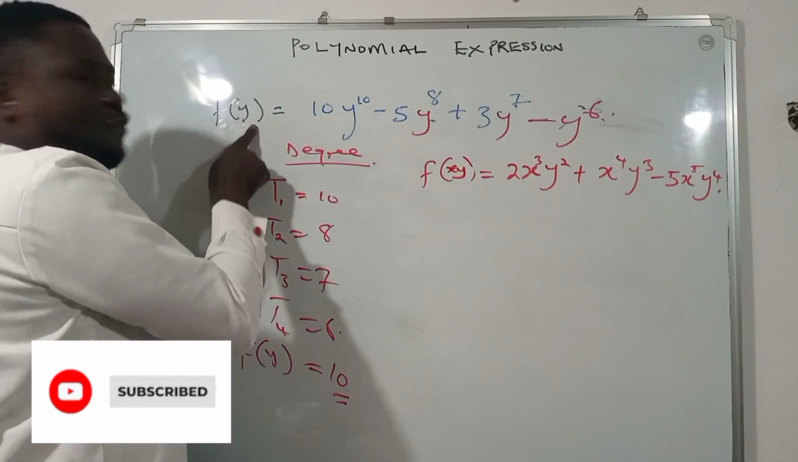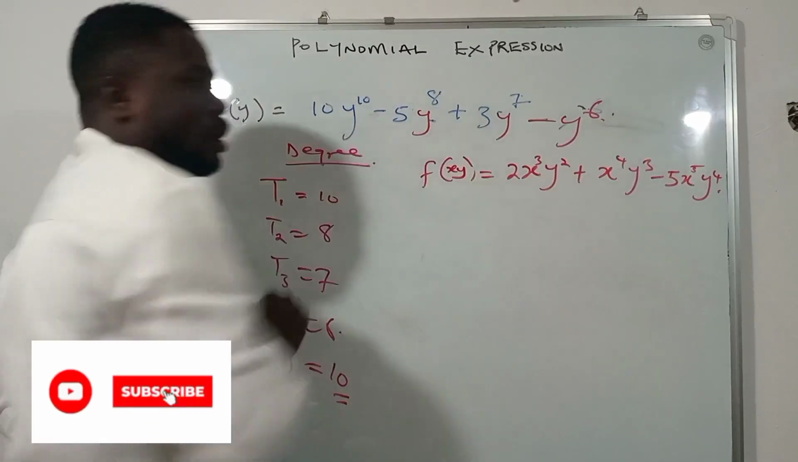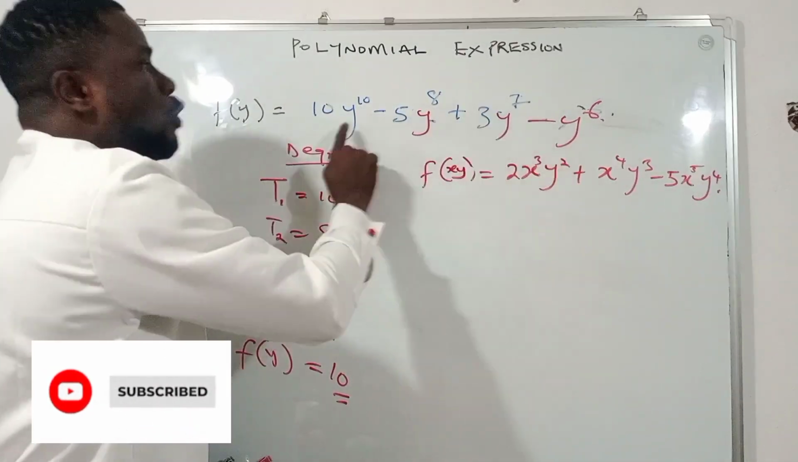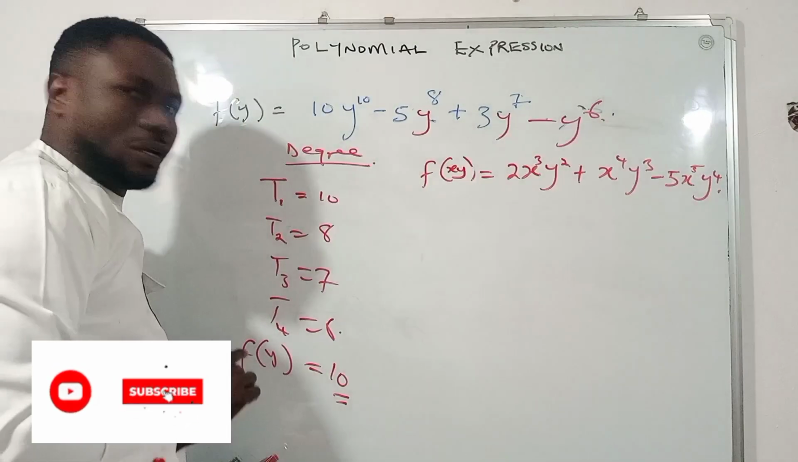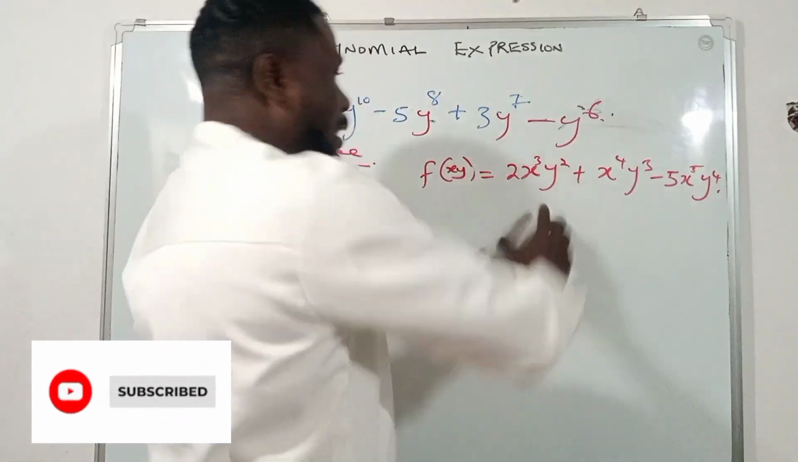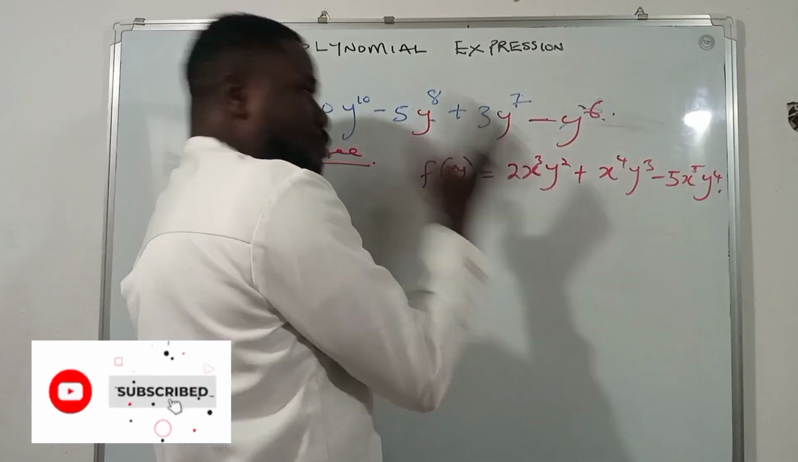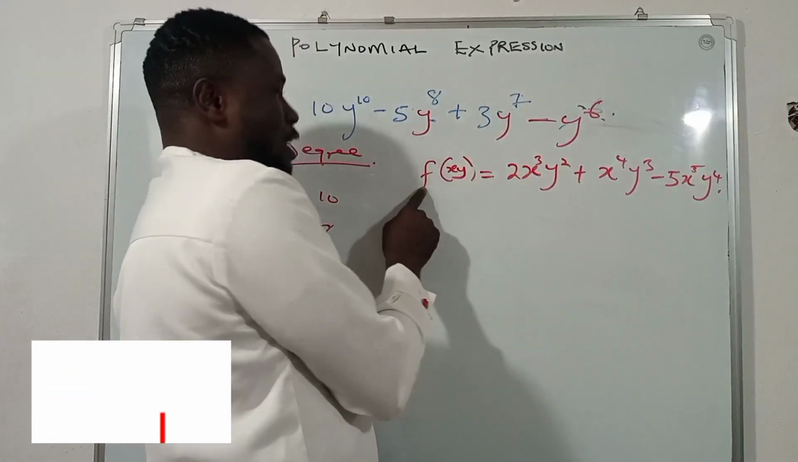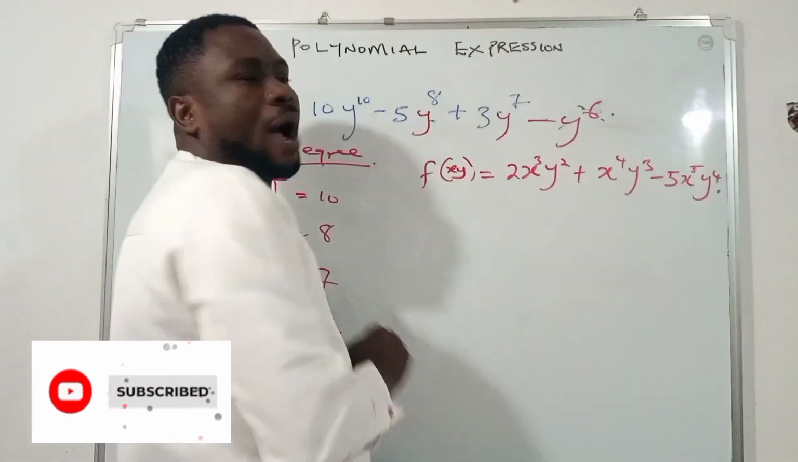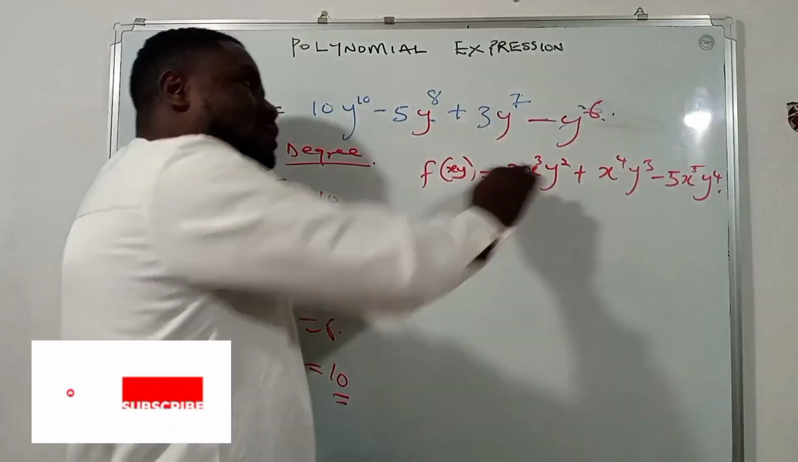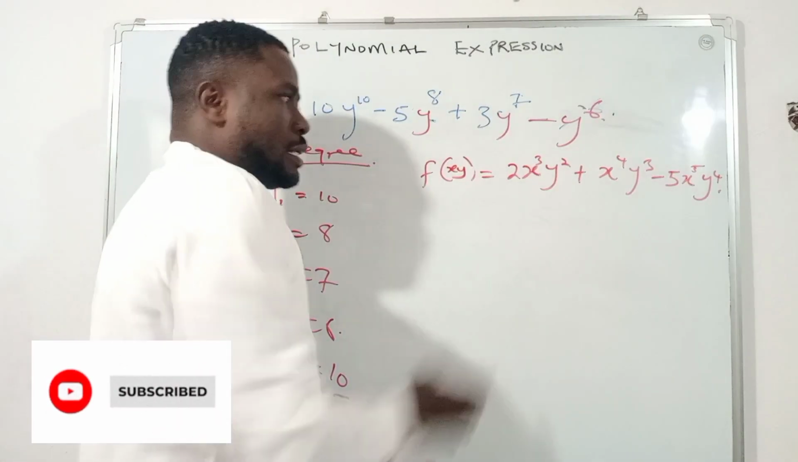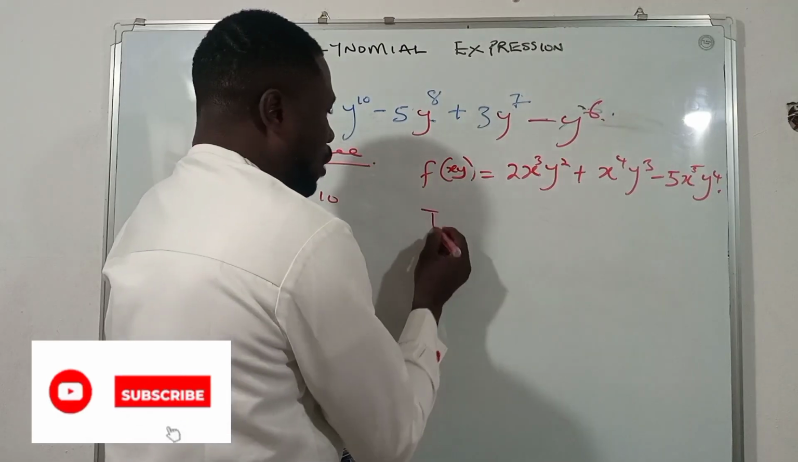This one is f of y, meaning that the variables must all be y. As you can see, all through we have only letter y in all the terms. Now for this one, the terms must have the variables x and y because the expression is defined in terms of xy. Now we want to know the degree for each of them. This is the first term, T1.